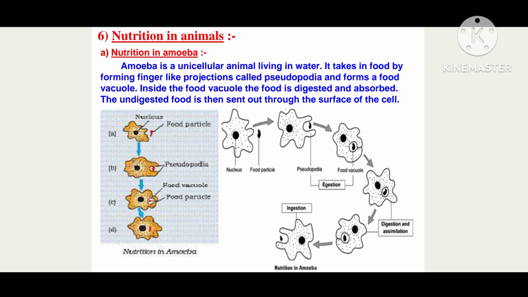Inside the food vacuole, what happens? The food is digested and absorbed. The food taken inside with the help of the food vacuole is digested and absorbed. The undigested food is then sent out through the surface of the cell. It does not have any particular organ for the absorption and removal of the food, so the undigested food is sent out through the surface of the cell. This is the mode of nutrition in the amoeba, a unicellular organism.